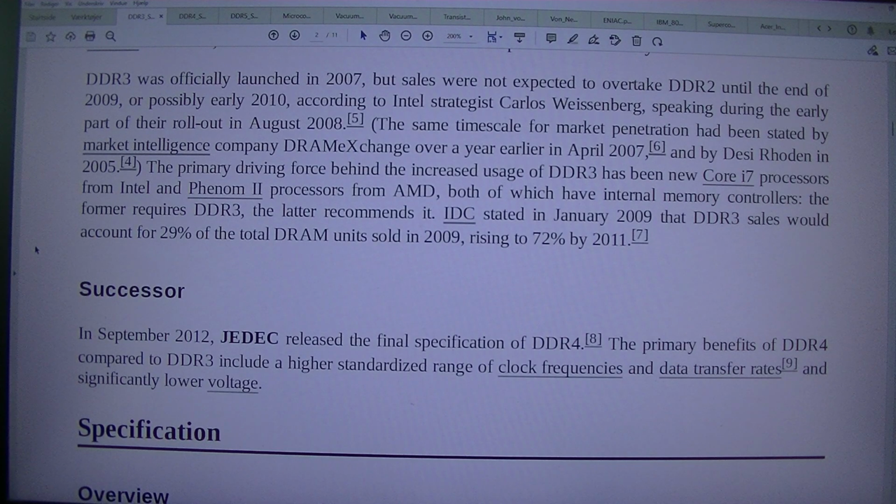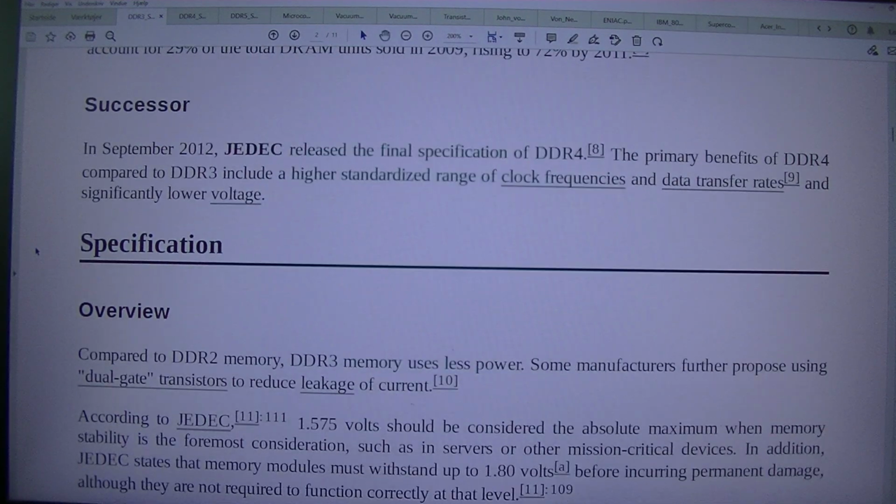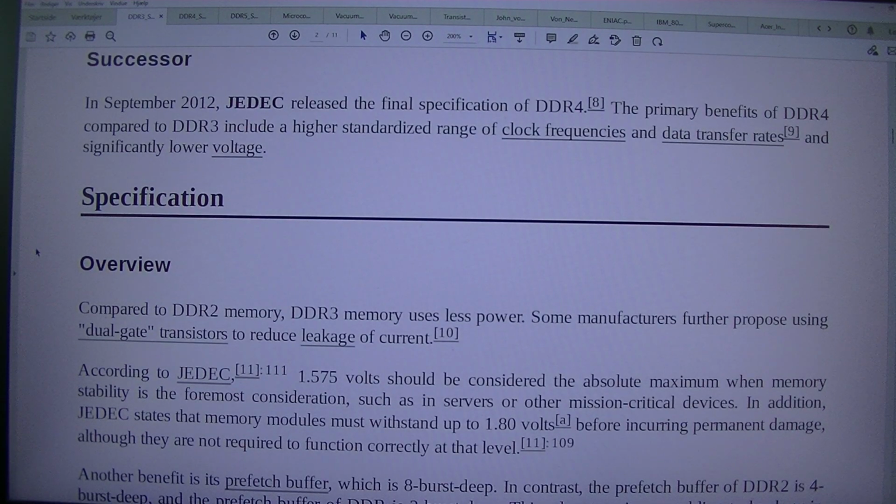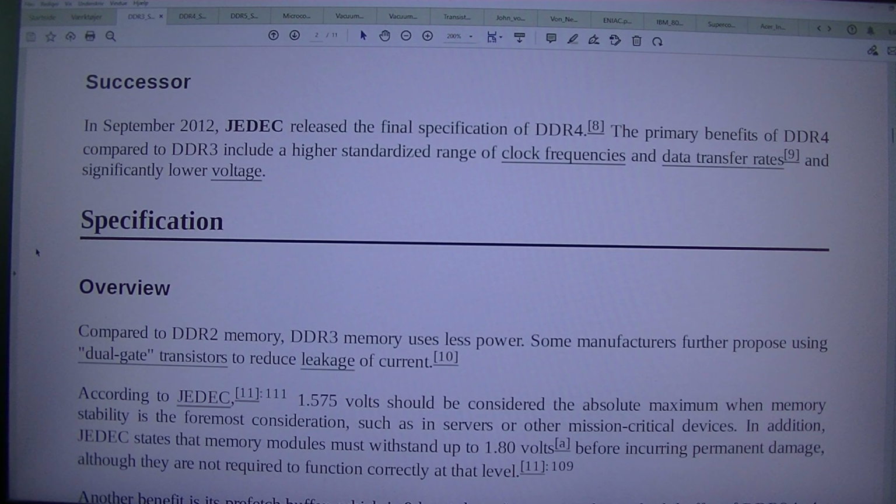IDC stated in January 2009 that DDR3 sales will account for 29% of the total DRAM units sold in 2009, rising to 72% by 2011. Successor: in September 2012, JEDEC released the final specification of DDR4. The primary benefits of DDR4 compared to DDR3 include a higher standardized range of clock frequencies and data transfer rates, and significantly lower voltage.